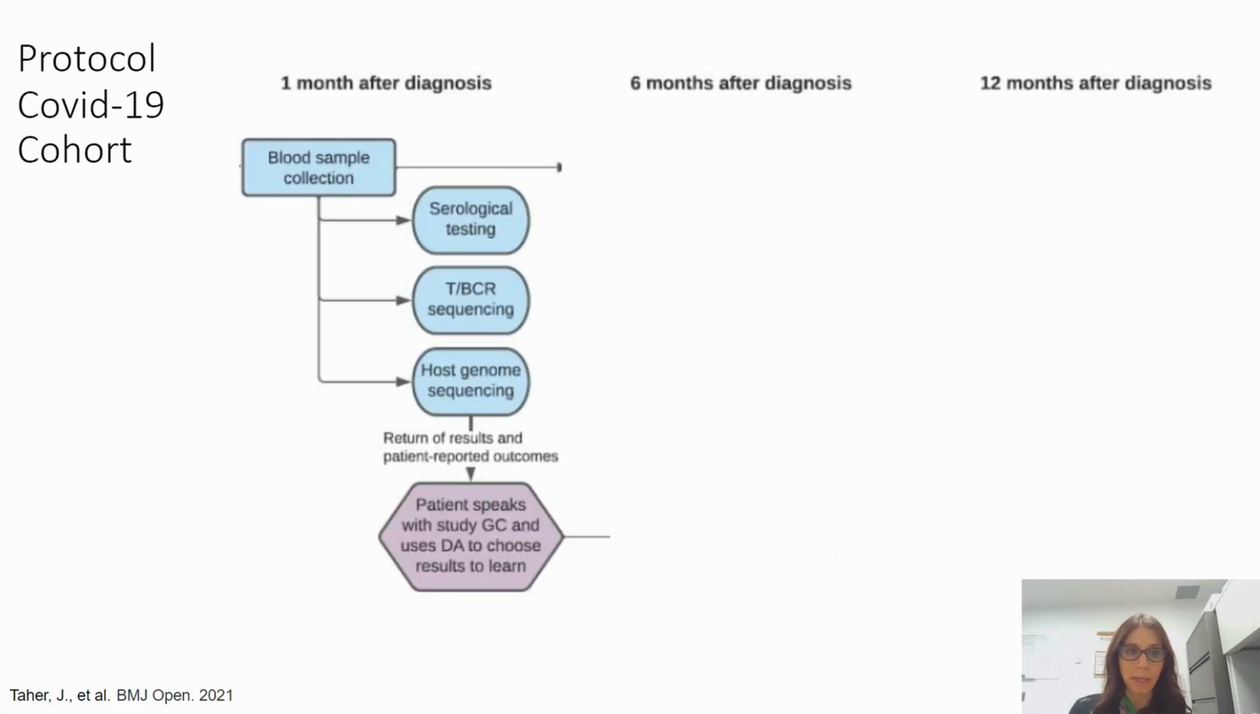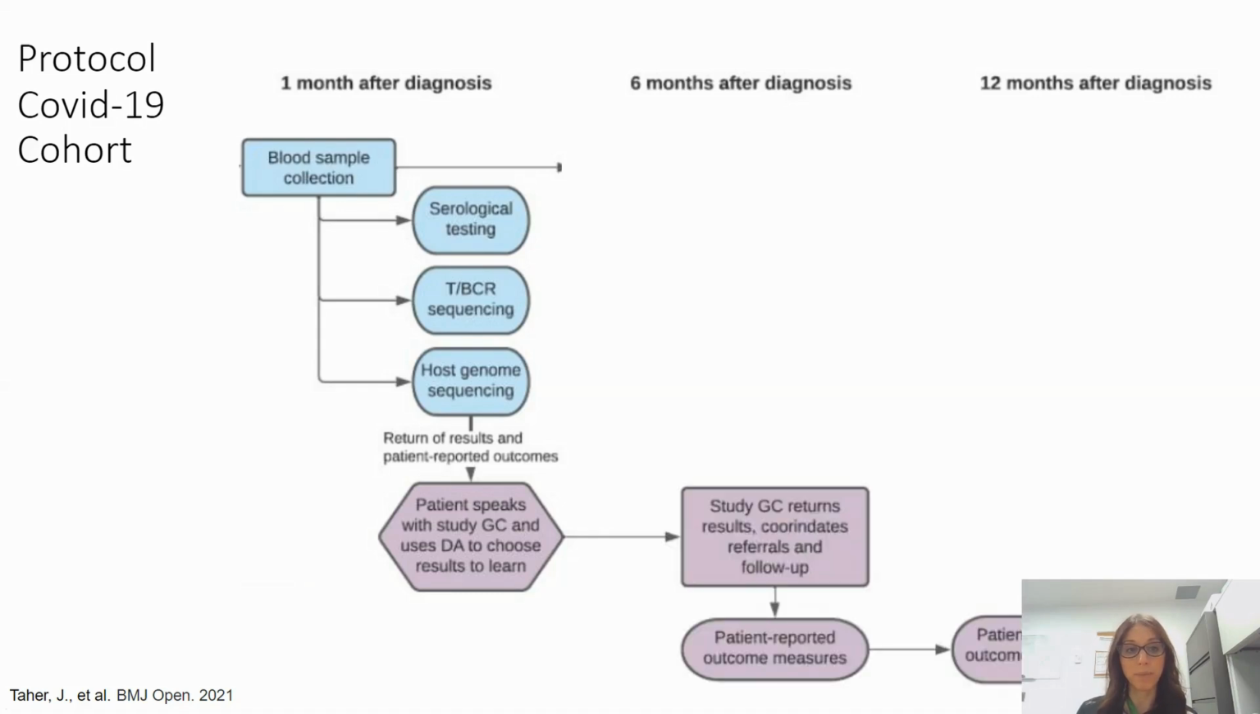So at the 1-month time point, another blood draw is performed, again shown in blue, for serology and T and B cell work, as well as for host genome sequencing. And this is only performed once on the participant. At this point, we start returning the serology results back to the patient. We don't yet return the results back for the genetic sequencing, because first they meet with our genetic counselor to discuss the type of results that they would like to be returned.